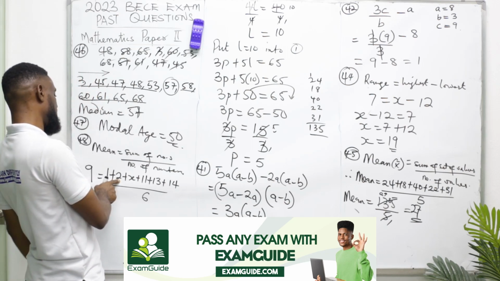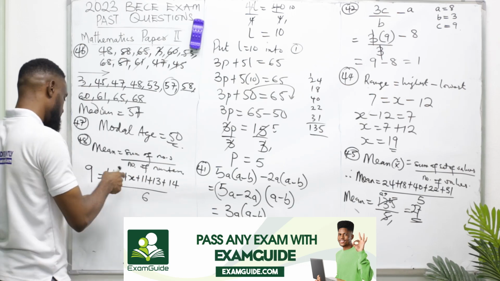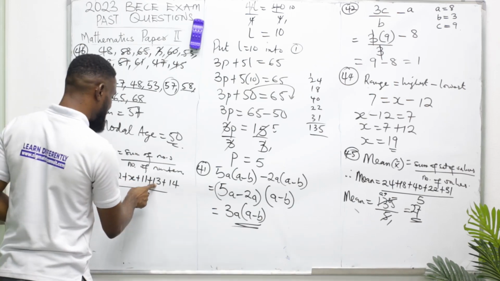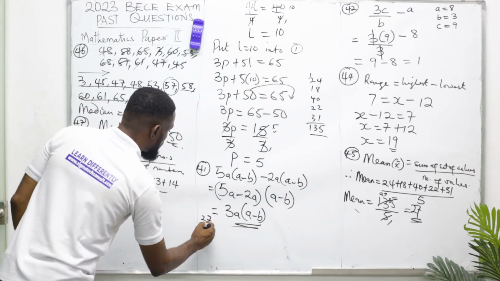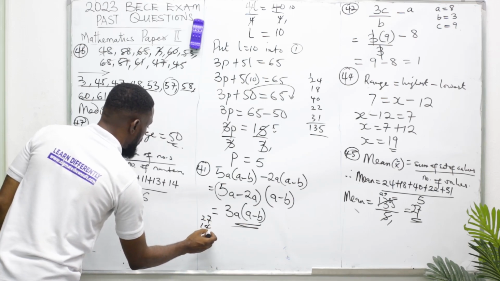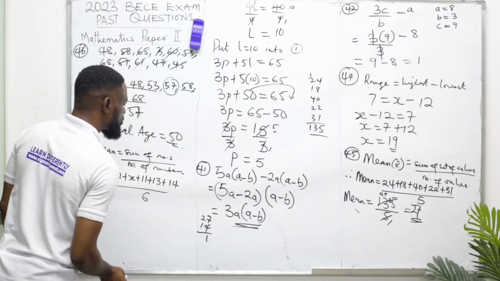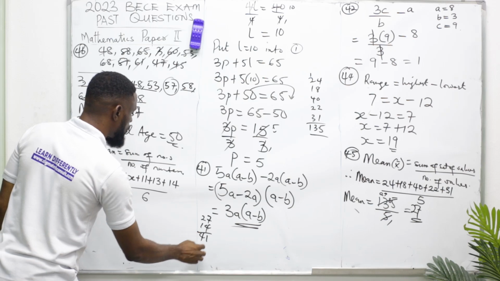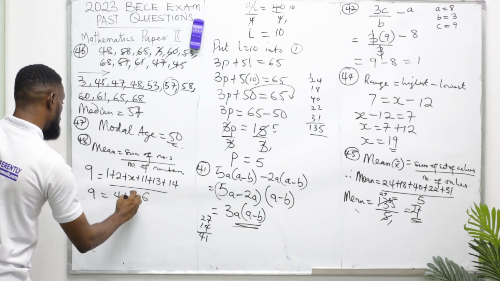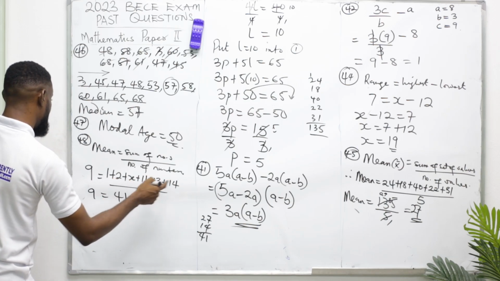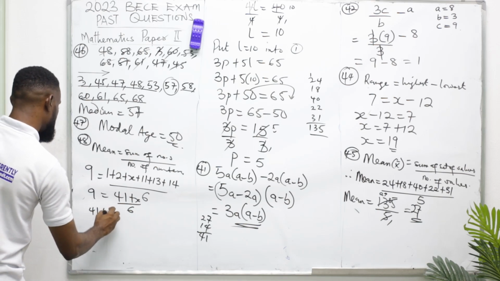So we have 1 plus 2 is 3, right? 3 plus 11 is 14, right? 14 plus 13 is 27. 27 plus 14: 7 plus 4 is 11. All right, carry 1, put here to give us 3 plus 1, 4. So this means 9 is equal to 41 plus x. Remember, this x can be added, right? All over 6, right? Okay, so this is 41 plus x over 6 is equal to 9.